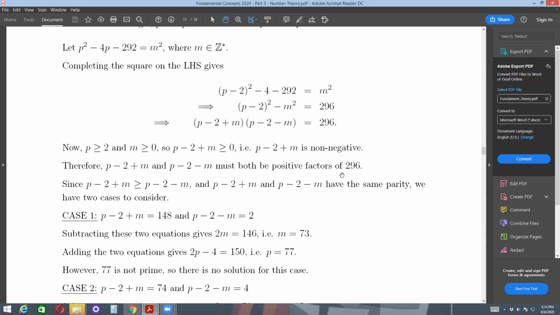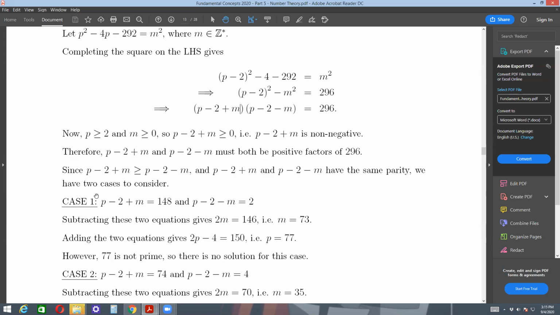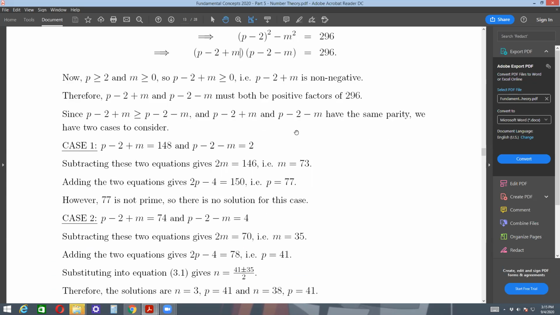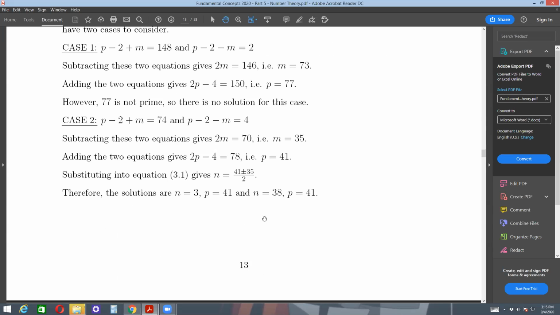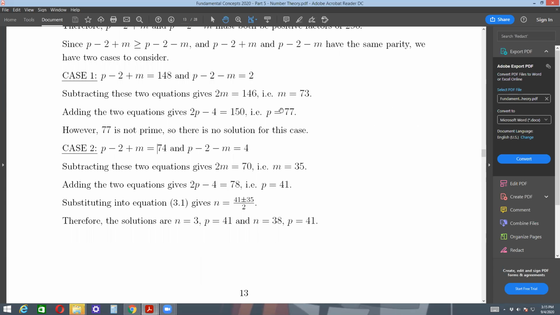So using those 3 facts, you could restrict the number of cases you have to check, right? And it's only basically 2 cases because the product is even, so they must both be even. They can't be odd, right? I didn't write down the factorization, but basically you have these 2 cases, 148 and 2 or 74 and 4. And then you check each case. In this case, you will get p is 77, but 77 isn't prime, so it doesn't work. In this case, you get p is 41 and you get 2 values for n.